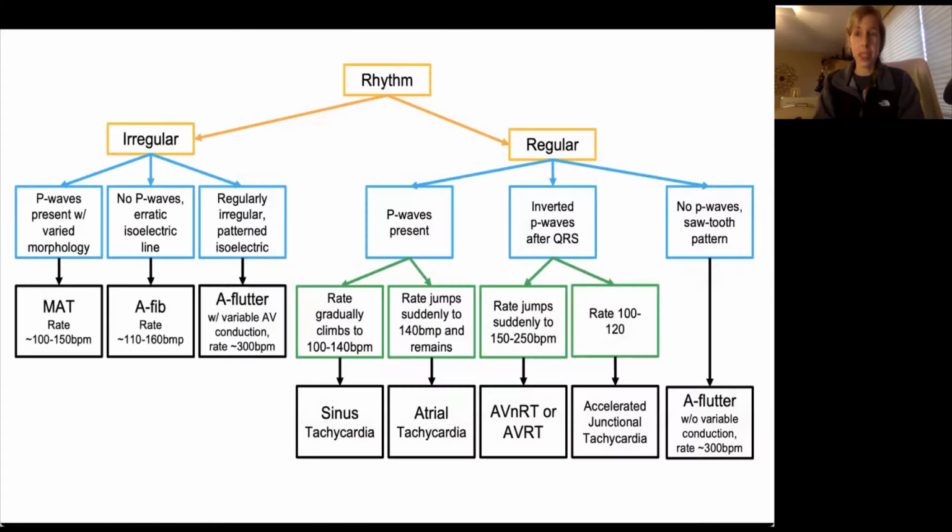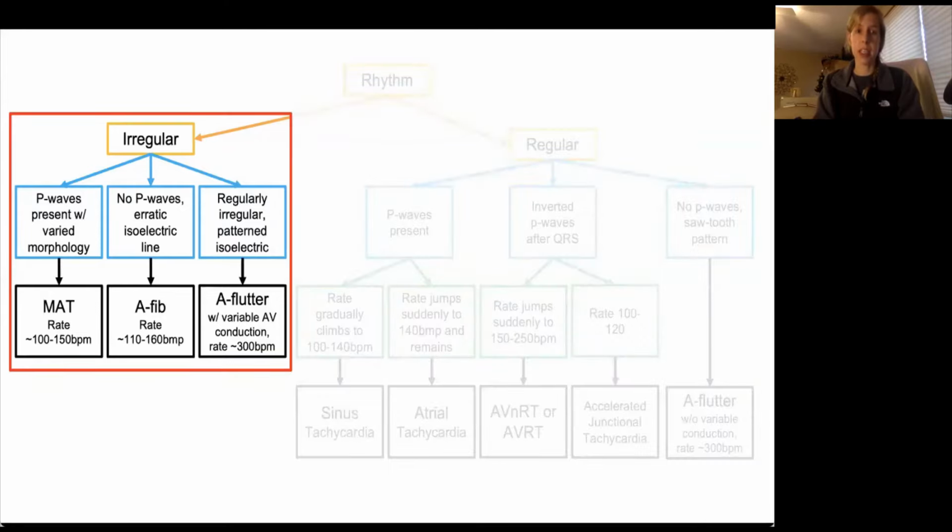So, really big chart, really daunting. We're going to split it up. This presentation is going to be about the irregular side of it. Again, in the orange, we figured out it's irregular by looking at the QRS complexes. Next, we're going to look at the P waves, and that's the blue boxes. And then after that, we're looking at the variability, and that'll be in the black boxes.